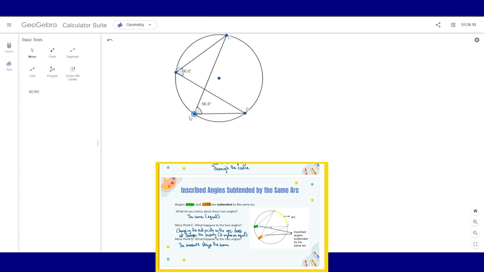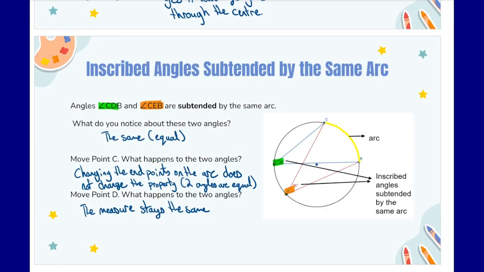It doesn't change. So if I move that middle point, the point where the angle occurs, that vertex, it's not going to change the actual measurement. Changing the endpoints of the arc will change the measurement, but it's not going to change the property, which is that the two angles will be equal. Again, just some unique properties that we might see occurring with circles.